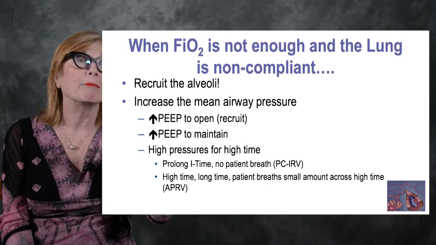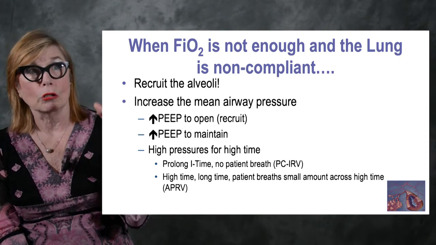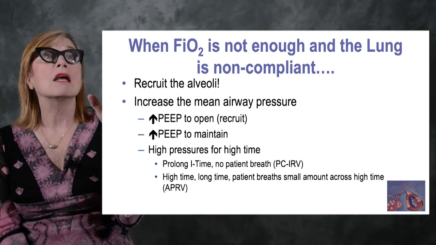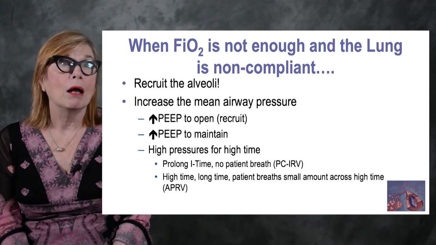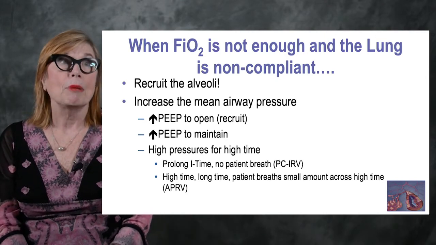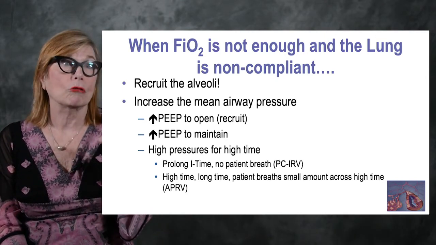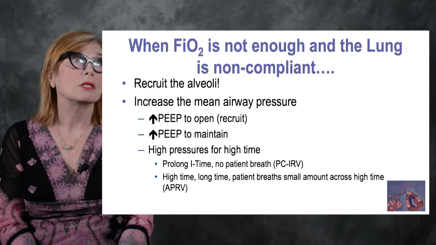Prolonging the I time but not allowing your patient to breathe, that's called pressure control, inverse ratio ventilation. Or high time, high pressure, longer time, with the patient breathing very small amounts across their high time, and then the pressure is released. That's known as APRV.